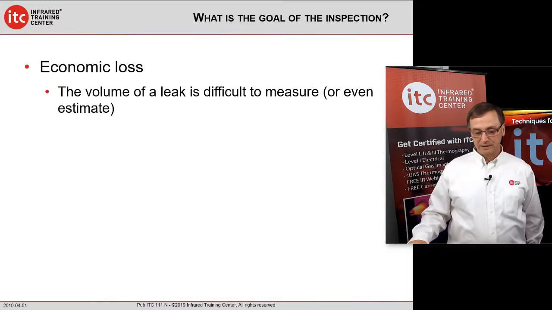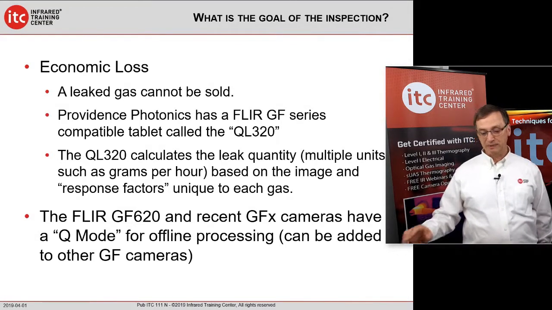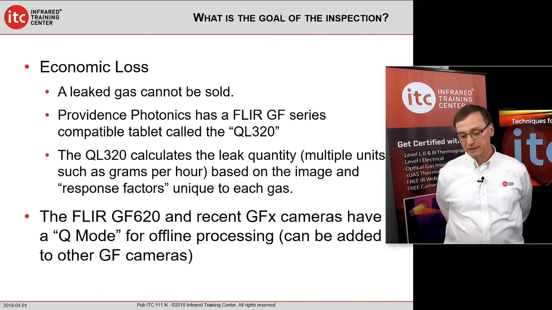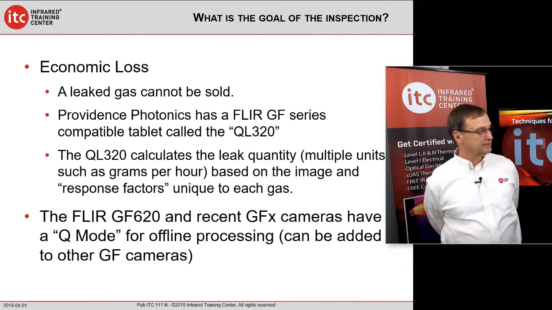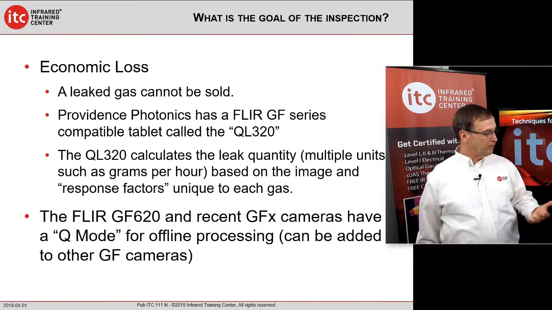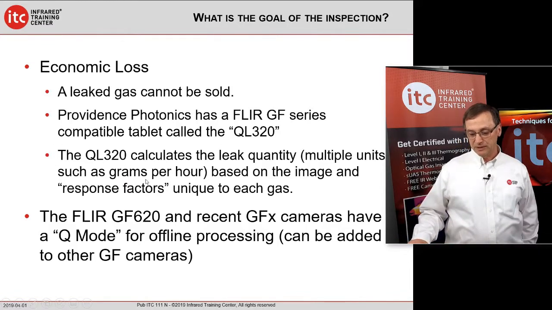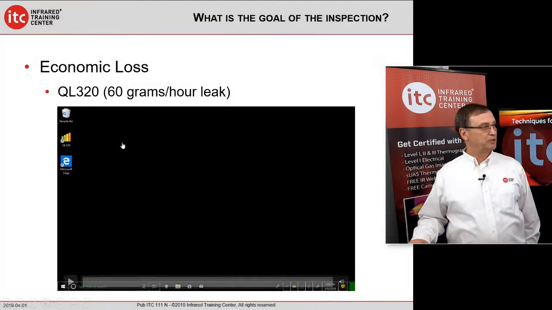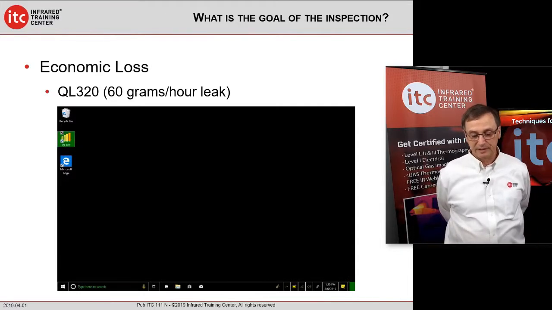For economic loss, boy, the volume of a leak is difficult to measure, even estimate. And a leaked gas cannot be sold. There's a great technology out there, the Providence Photonics QL320 tablet and software. The recent cameras have been modified for the Q mode. Sometimes seeing the tablet in bright sun is a little hard, so you can go to the Q mode and it records. You set it up and you record all of the requirements necessary for successful detection. It will output in multiple units for you, such as grams per hour, cc per minute, whatever your preferred units are. And here's just a little demonstration of a 60 gram per hour leak.